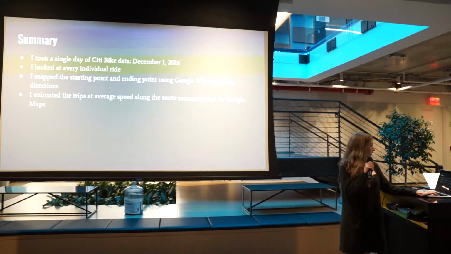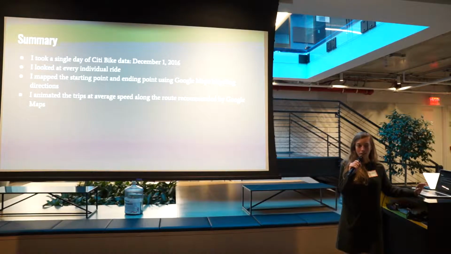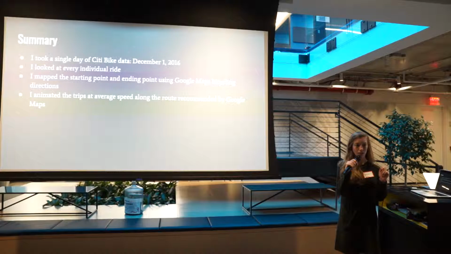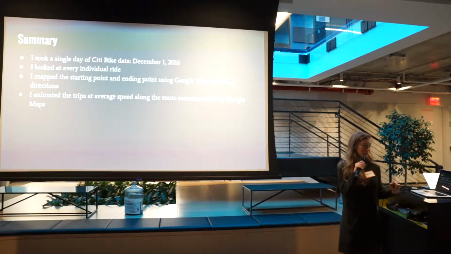So the basic summary is that I took a single day of data, which I chose somewhat randomly as December 1st, 2016. I looked at every single ride that day. I knew where they started and where they ended, and I just mapped them along the Google Maps recommended route for bikes. And then I drew the trips, because I also knew how long they took. I just drew them at their average speed going along that route.